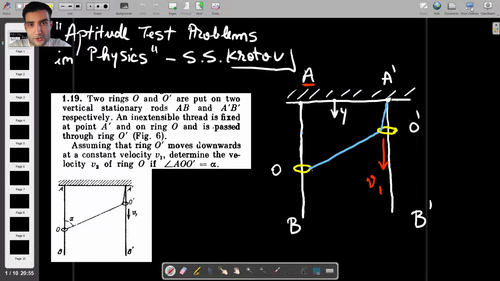Here's a kinematics question that you can find in Krotov's book called Aptitude Test Problems in Physics. And this particular question was given to students sitting the Physics Olympiad sometime between the 1960s and the 1980s. And if you're not a student sitting the Physics Olympiad, this question might still be relevant to first year students doing physics or engineering as their degree.